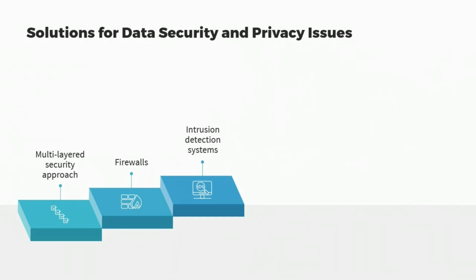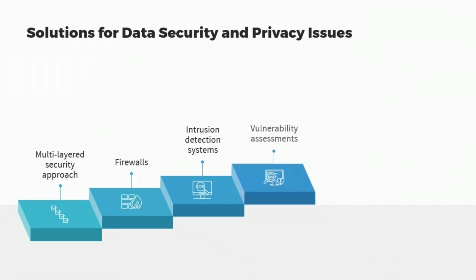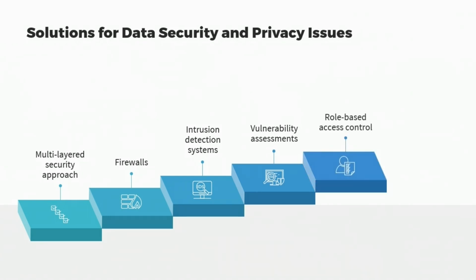And intrusion detection systems, or IDSs, analyze network traffic and detect suspicious activities or anomalies that are indicative of security breaches. And that enables organizations to respond quickly and mitigate potential threats. And regular vulnerability assessments can identify and remediate security weaknesses and vulnerabilities in IT systems and applications, reducing the risk of exploitation by malicious actors. And role-based access control, or RBAC, restricts access to data and resources based on users' roles, as well as their responsibilities and privileges, ensuring that only authorized individuals can access sensitive information.